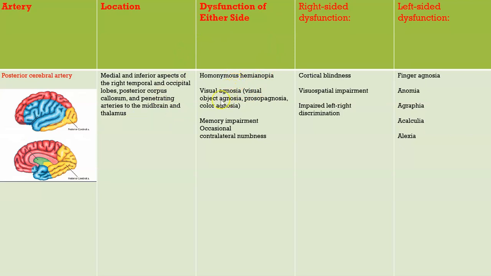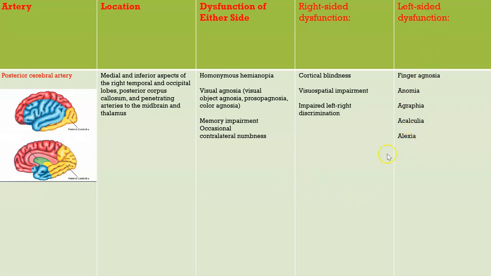We'll discuss that in the class in detail. Visual agnosia, a lot of visual problems because the occipital lobe is involved here. Memory impairment, contralateral numbness. Now, thalamus and hypothalamus are getting blood from the posterior cerebral artery, right? So we might see memory impairment and contralateral numbness also. Right-sided dysfunction will be cortical blindness, visual spatial impairment, impaired left-right discrimination. And if it's a left side dysfunction, finger agnosia, agraphia, alexia.